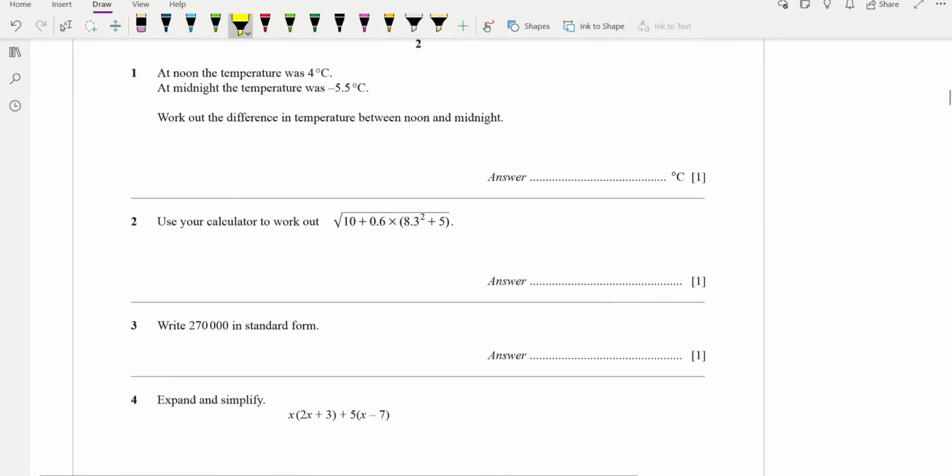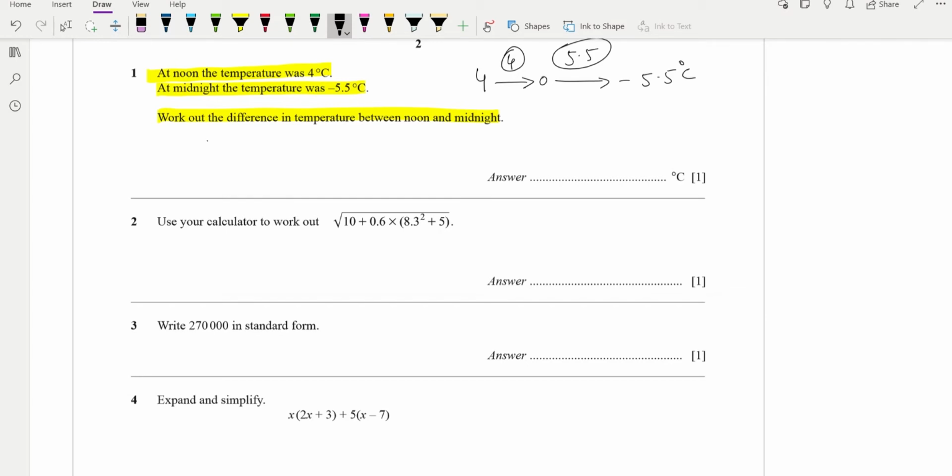Question 1 says at noon the temperature was 4 degrees Celsius and at midnight the temperature was minus 5.5 degrees Celsius. What was the difference in temperature? So difference in temperature we can check from 4 to 0 and then from 0 to minus 5.5 degrees Celsius. So this difference will be 4 degrees and this one will be 5.5 degrees, and if we add 4 plus 5.5, this will be equal to 9.5 degrees Celsius. So 9.5 degrees Celsius will be our answer.